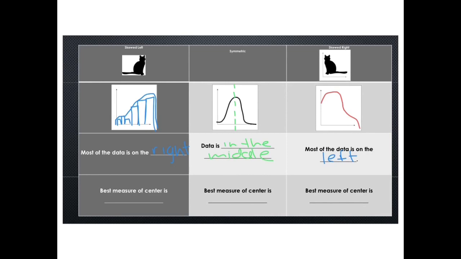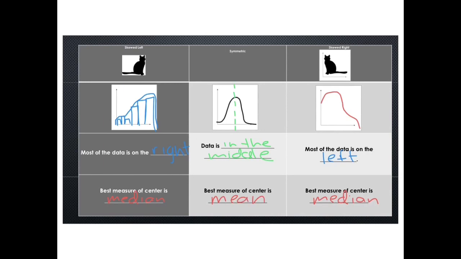And now let's talk about the best center. If you have something that is skewed, it doesn't matter if it's left skewed or right skewed, the best center is always going to be the median. So if it's left skewed or right skewed, the best center to describe the data is going to be the median, because that is always going to be the middle of the data. If we have something that's symmetrical, we would say the best center would be the mean.